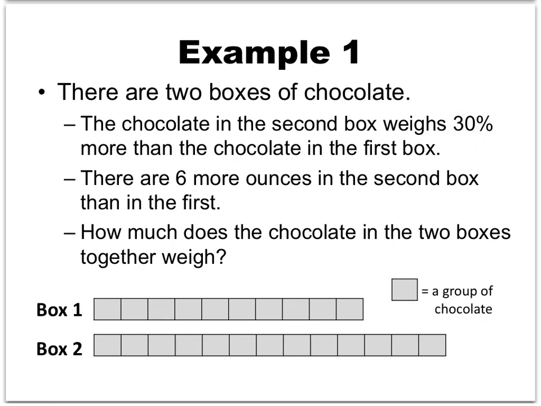Now we're told that our second box weighs 30% more than the first box. So in terms of my strip diagram, I'm going to draw a strip for box 2, which is the same length as box 1. But then I'm going to add 3 more groups to it. So we're going to add 30% more.